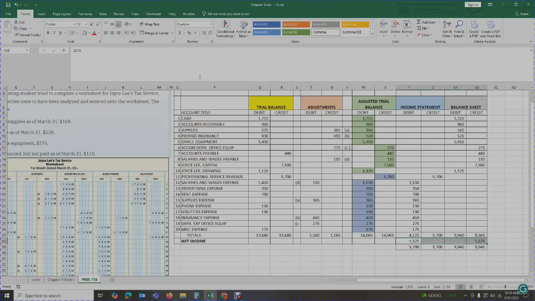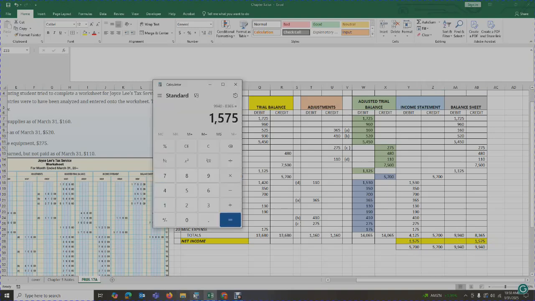Now what do these numbers represent? That plug that we put there, okay? That 1,575 on the debit side of the income statement and that 1,575 on the credit side of the balance sheet represents your net income, okay? The difference between the two is the net income that you have generated. Remember, revenues minus expenses: we have 5,700 in revenues, minus your expenses of 4,125, gives you a difference of 1,575. That is your income.